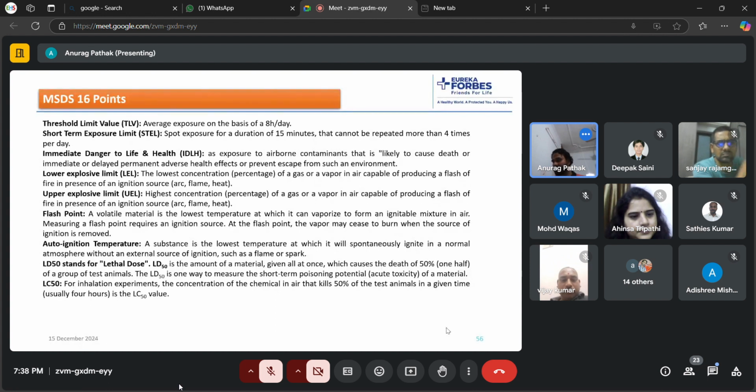In a single line in an interview, you can say it is the whole history of that chemical which is produced, or in Hindi you can say the Janam Kundli of that chemical. Understood? What is the TLV? What is the STEL value? What is the LD50 value? How are we going to keep the chemical? What is the SOP or procedure for it? Everything about that chemical.